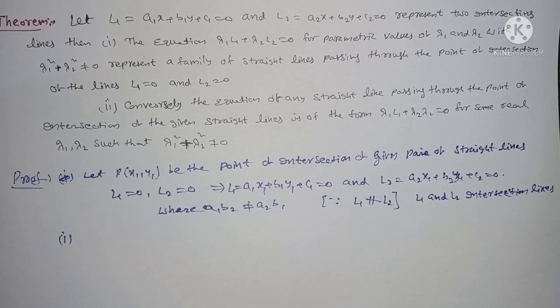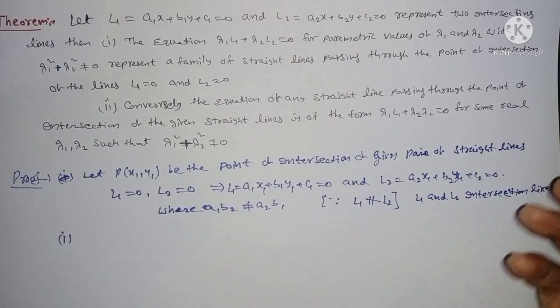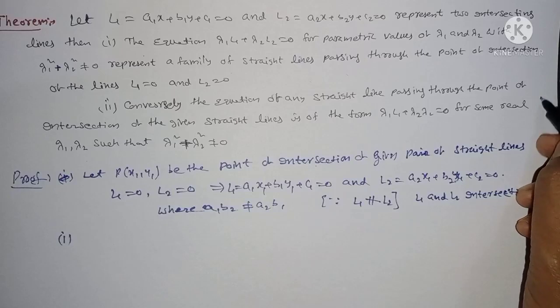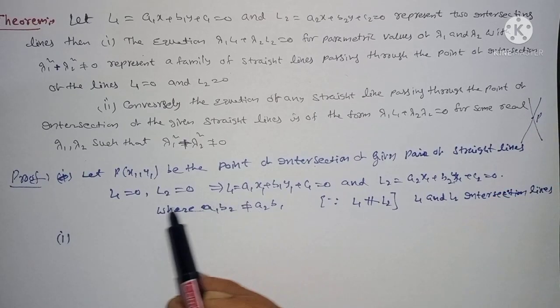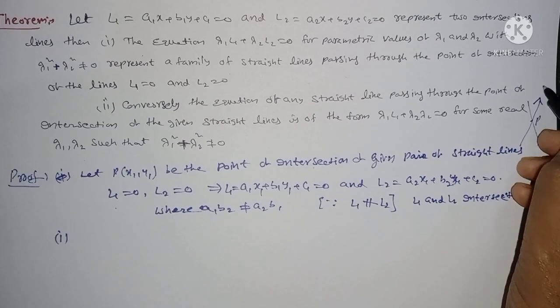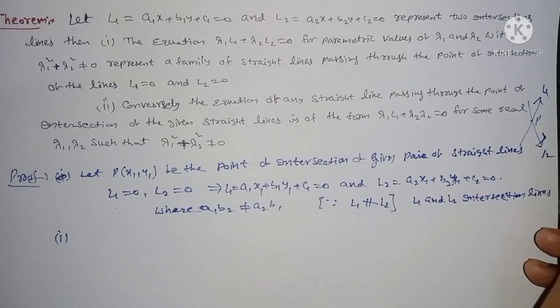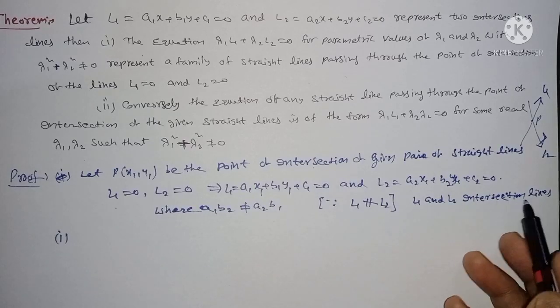First, let P(x1, y1) be the point of intersection of the given pair of straight lines. Intersection means the two lines meet there, and we call the point x1, y1. L1 and L2 are two lines intersecting at P(x1, y1). Therefore, since they are not parallel, L1 and L2 intersect.